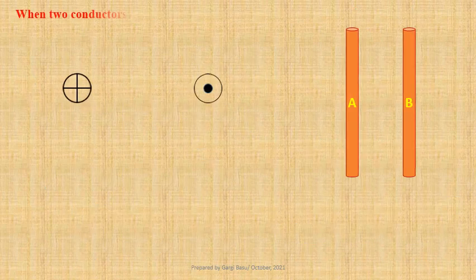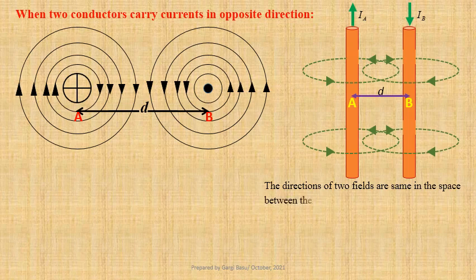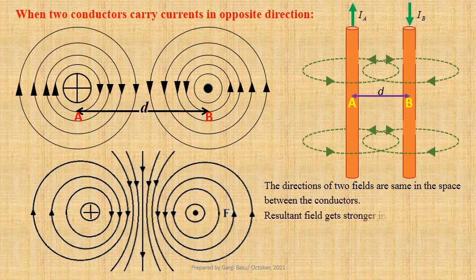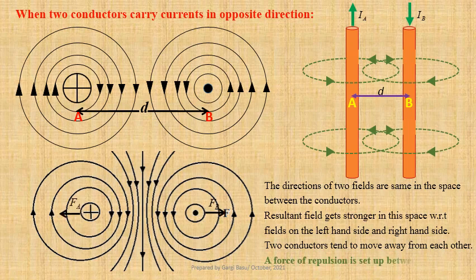When two conductors carry currents in opposite directions, the fields are in same direction in the space between the conductors. The resultant field becomes stronger in the space between the conductors with respect to fields on left hand side of conductor A and on right hand side of conductor B. Two conductors tend to move away from each other, that is, a force of repulsion is set up between them.